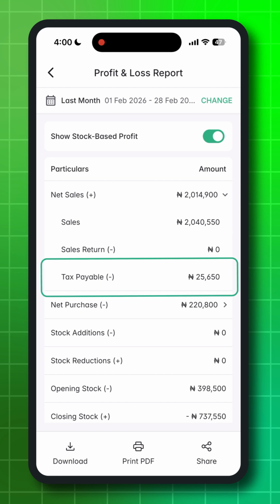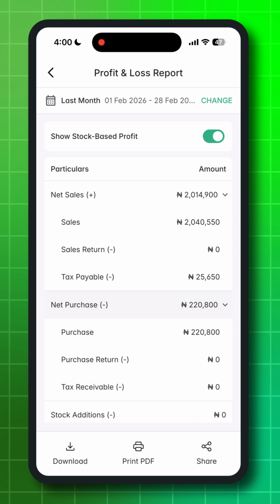Next is tax payable. This is tax collected from sales that must be paid. Since it is not actual business profit, it also reduces net sales. After all calculations, you get the final net sales amount. Net sales shows the total income generated from sales during the selected period. And this is where the calculation begins.